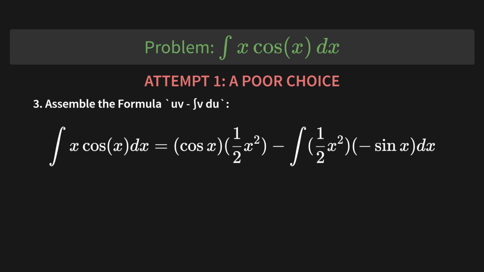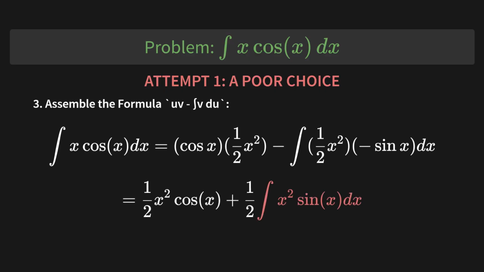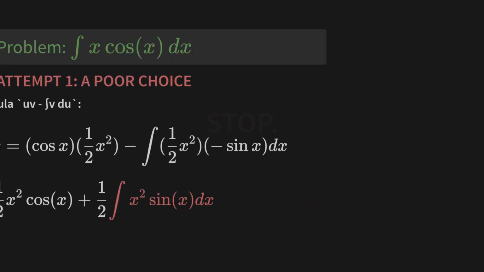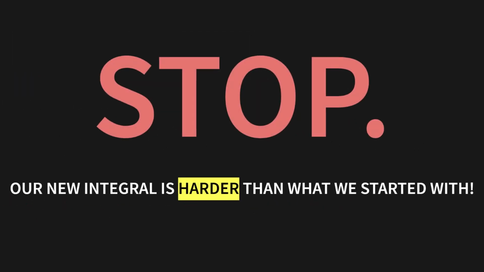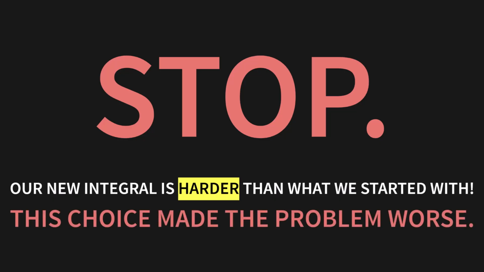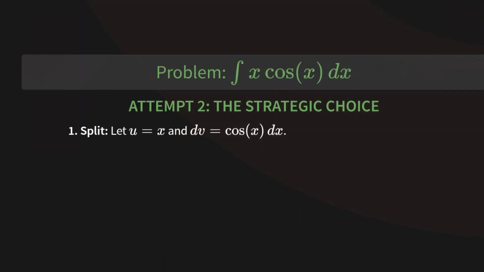The integral of x cosine x dx equals cosine x times 1/2 x squared minus the integral of 1/2 x squared times negative sine x dx. Let's clean that up. That gives us 1/2 x squared cosine of x plus 1/2 times the integral of x squared sine of x dx. Stop. Our new integral is harder than what we started with. This choice made the problem worse. Okay, let's try this again.